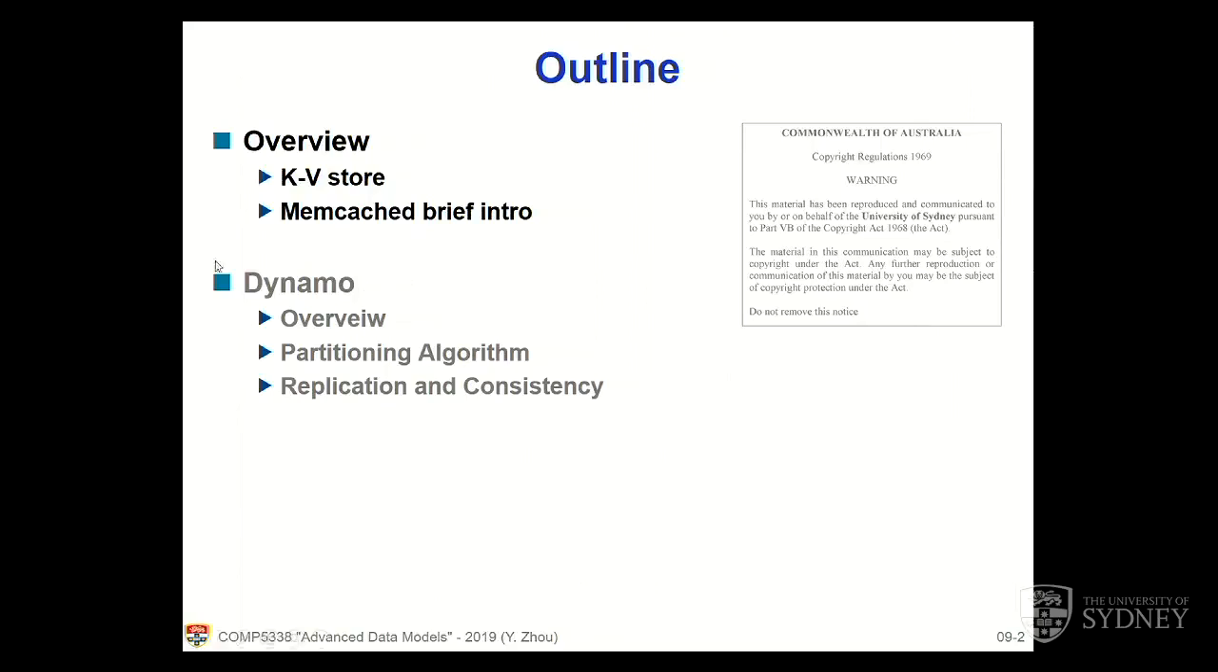And then we'll move on to the main topic today, which is Amazon's Dynamo. Again, we'll give an overview. It does have a lot of technologies, so we're focusing on the partitioning technology and also the replication and consistencies. We don't go through everything, but we're only focusing on these two very important technologies.